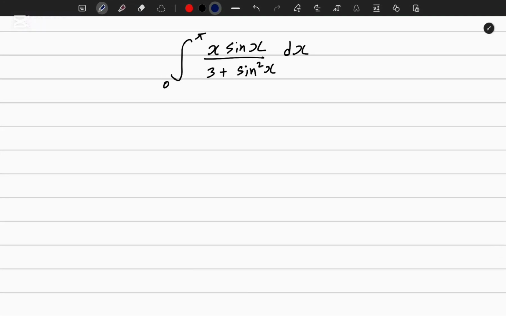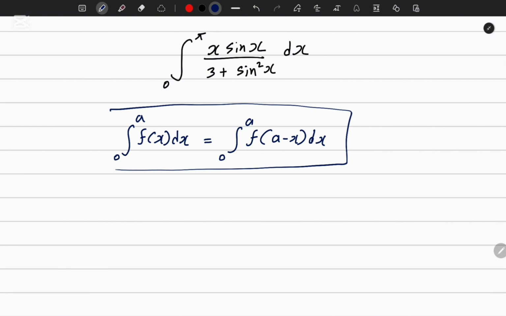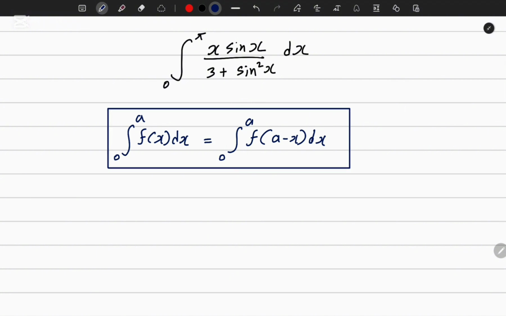In this video I'm going to solve this integral problem. First I'm going to tell you about the theorem. Let's say an integral like this, the limit is 0 to a. I can write this as integral from 0 to a of f(a minus x) dx. These two integrals are equal, so I'm going to use this property to solve this integral problem.